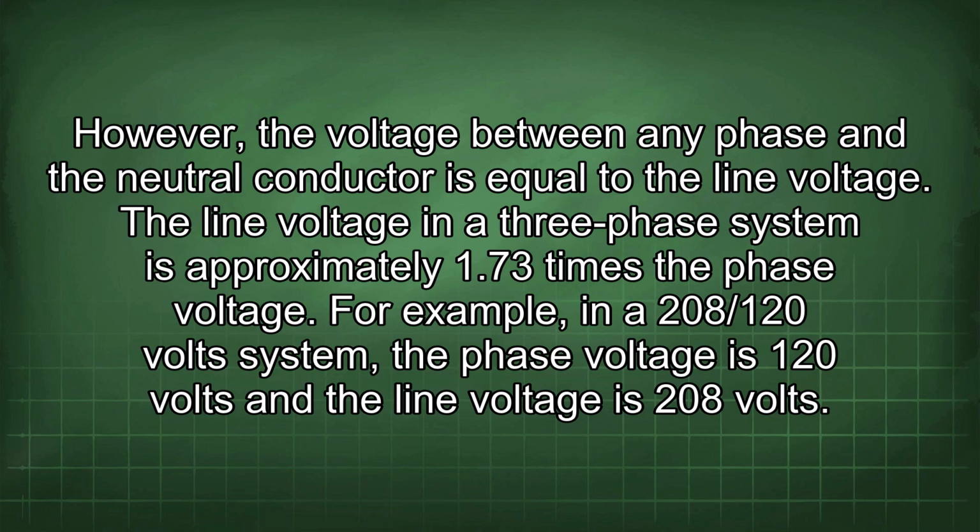The line voltage in a three-phase system is approximately 1.73 times the phase voltage. For example, in a 208/120 volt system, the phase voltage is 120 volts and the line voltage is 208 volts.